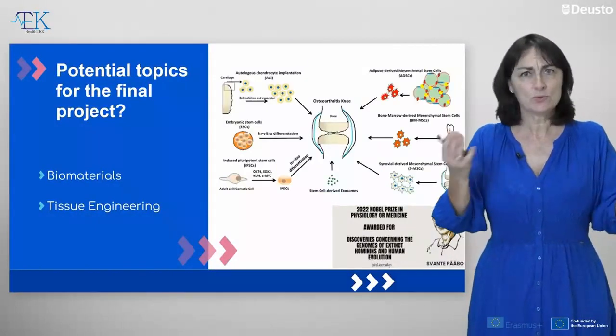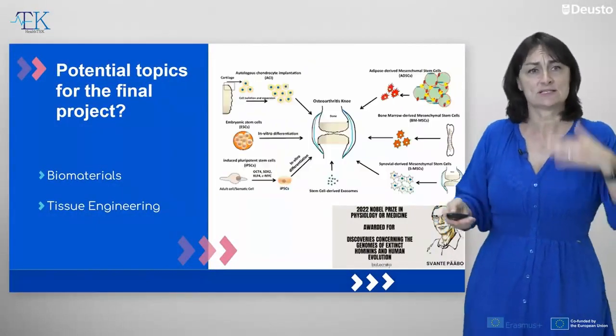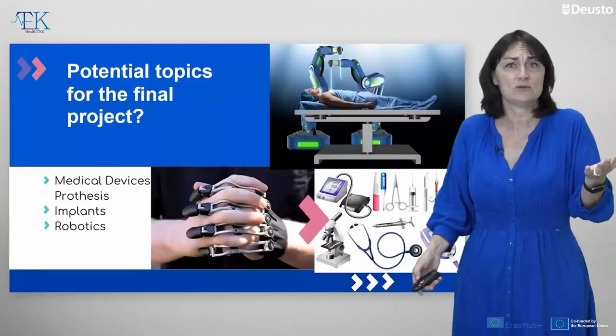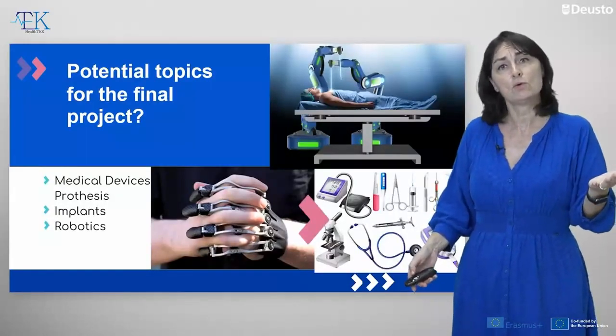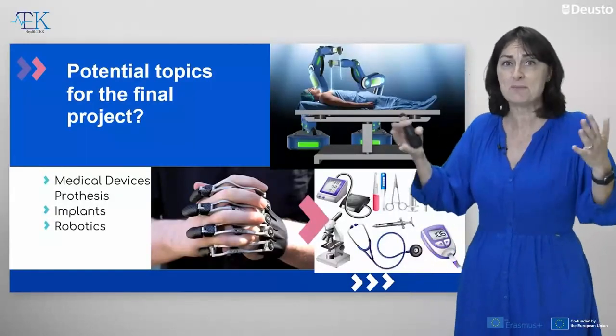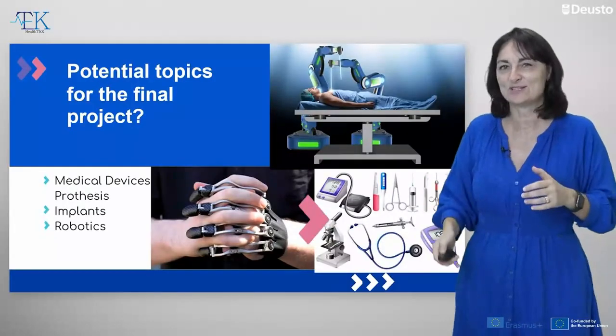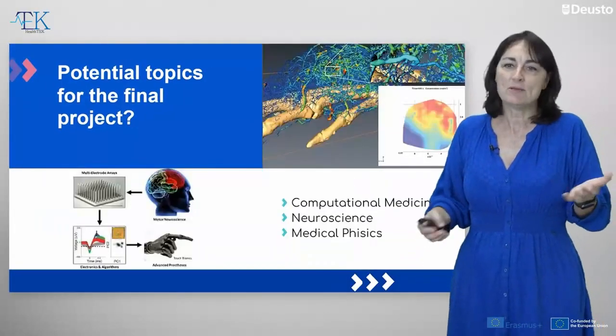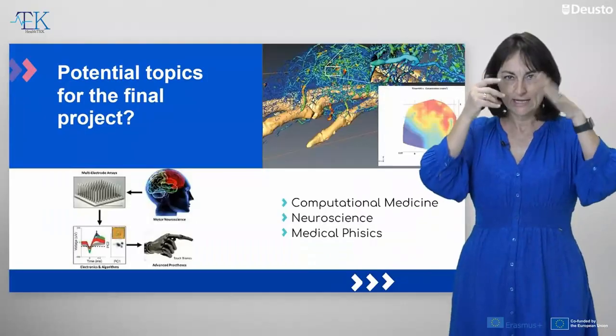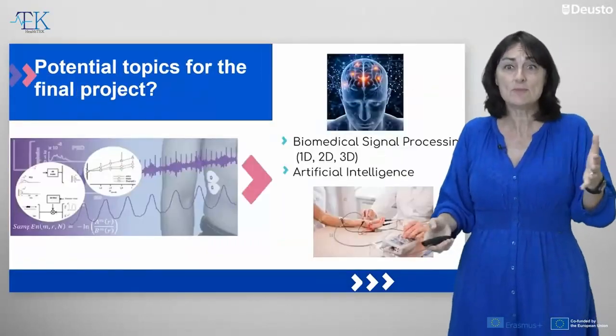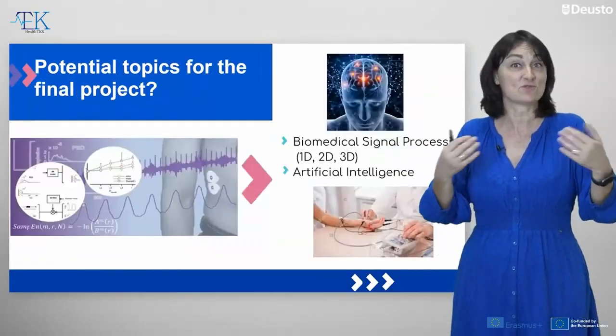So, in order to decide what topic you will choose with your team for the final project, you will review different areas such as tissue engineering, biomaterials, if you like that, or medical devices, prostheses, implants, robotics, interesting too, or you may be more interested in the brain, neuroscience, or maybe signals from the body.